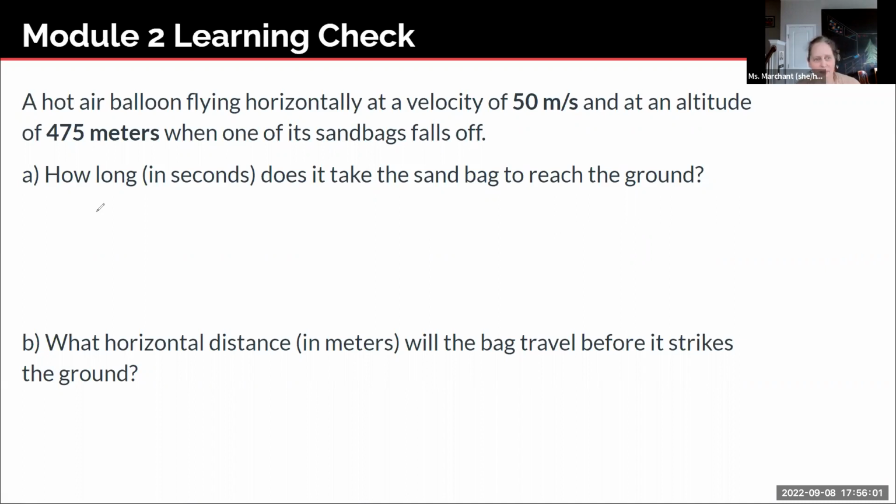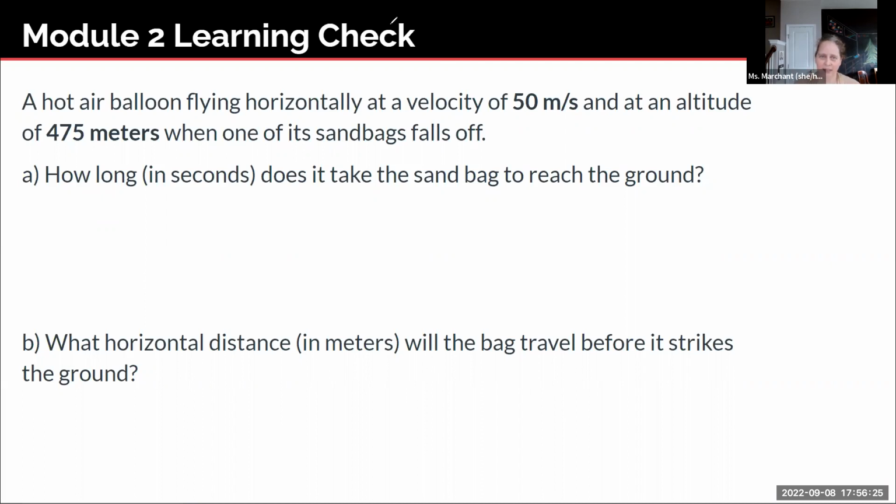Okay, so let's read it. A hot air balloon is flying horizontally at a velocity of 50 meters per second and an altitude of 475 meters when one of the sandbags falls off. How long in seconds does it take the sandbag to reach the ground? And what horizontal distance in meters will the bag travel before it strikes the ground? So go ahead and hit pause.